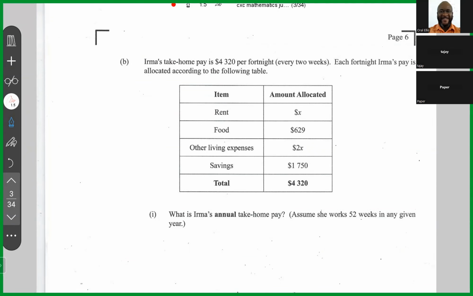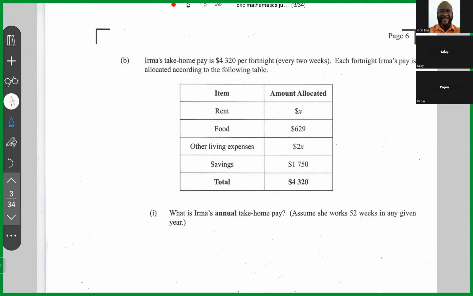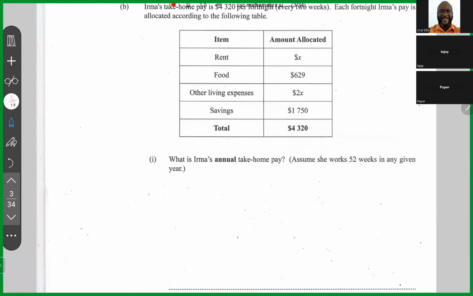Next, it says, what is Irma's annual take-home pay? Well, what I would do here is I would start out by saying, what is our weekly pay?